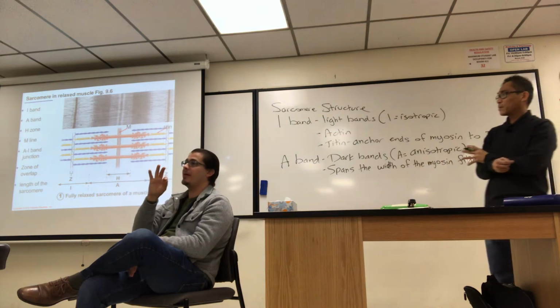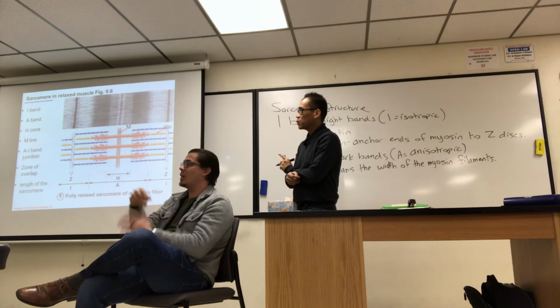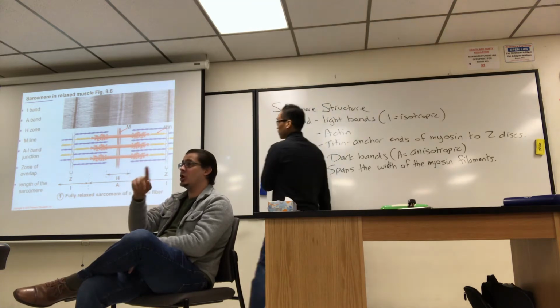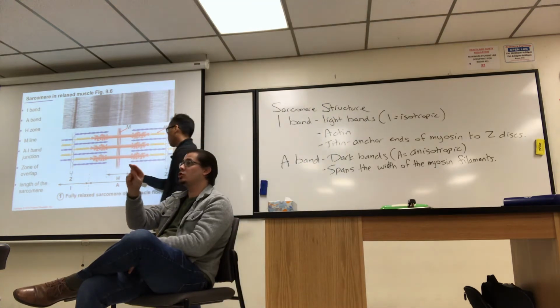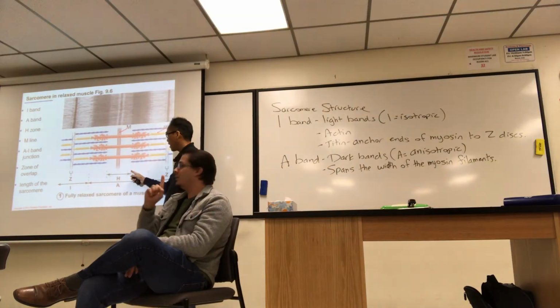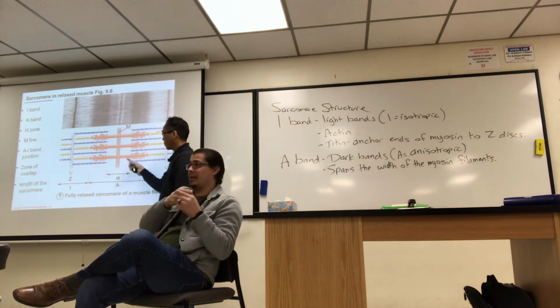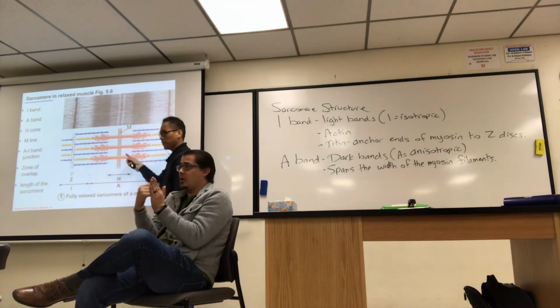So that's the light bands and the dark bands. The other things that you have, for example, the H zone. The H zone, right here, pretty much begins where the thin filaments end. And within the H zone, you only have the thick filaments.